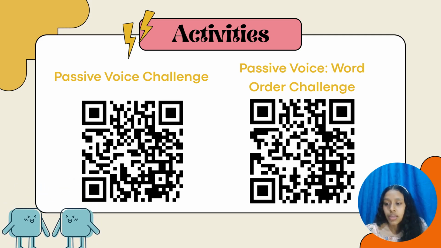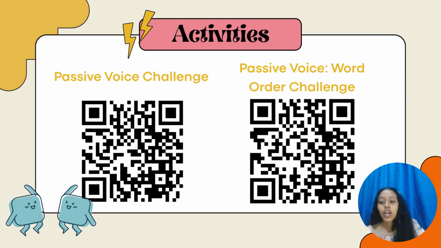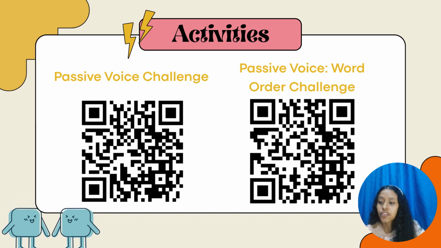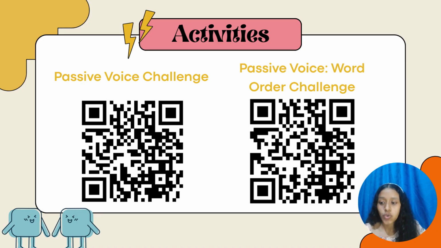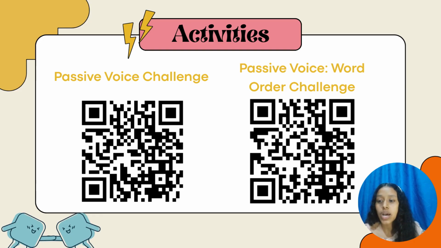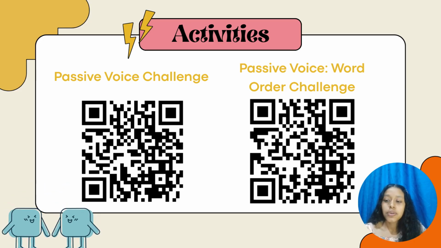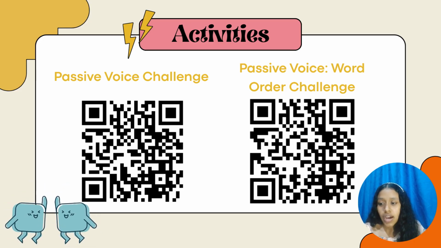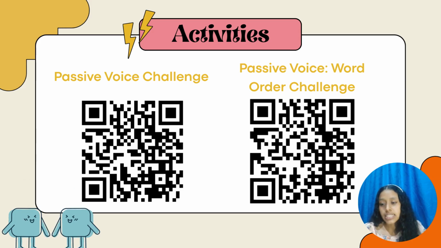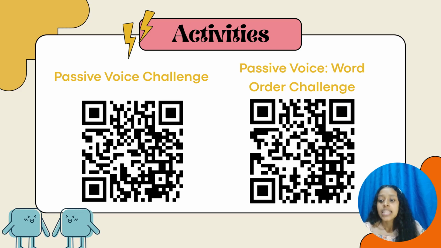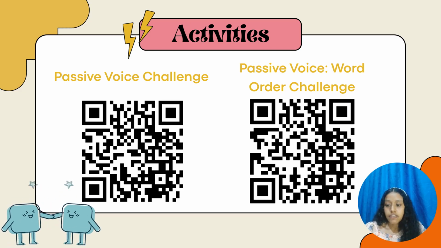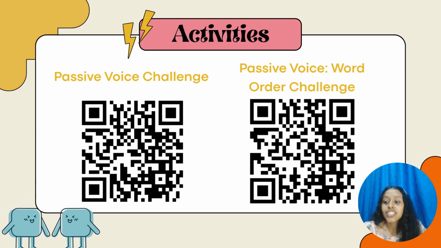Now that we've covered the rules and common mistakes, it's time for you to practice. On the screen, you can see two QR codes. The first one will take you to a sorting challenge. Your mission there is to identify which passive sentences are correct and which ones have errors. This is a great activity for training your eyes to spot grammar mistakes.